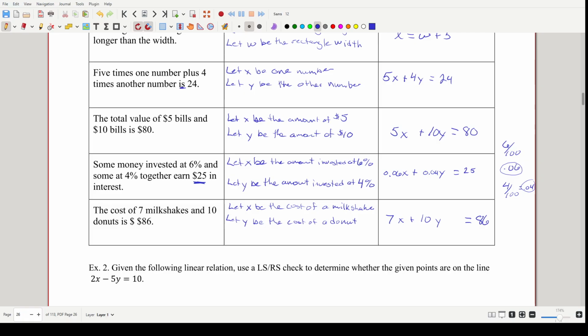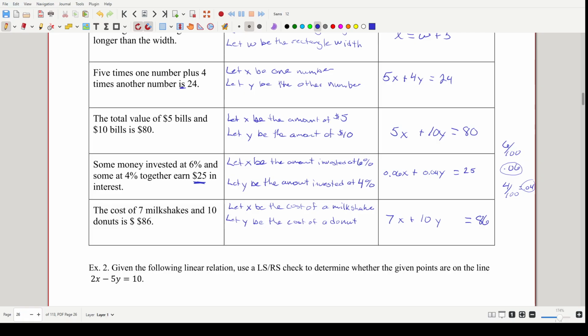Put this into perspective. If you went to, let's say, Krispy Kreme donuts, and you bought 7 milkshakes and 10 donuts for your friends, and it cost you $86. Basically, what we're trying to calculate is, how much was each milkshake and how much was each donut to get you up to $86?